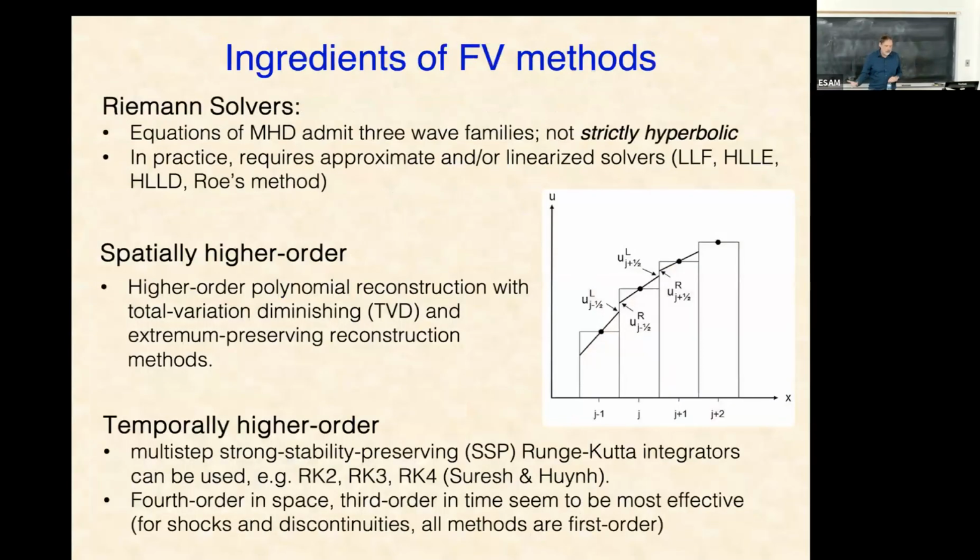You need a Riemann solver. For MHD, you have to take into account that there are 3 different wave families. You've got to be able to calculate the flux that is the solution along the x equals 0 line at each interface. There are various approximate and linearized solvers that people use, a bunch of different names, it doesn't matter, just various approximate methods that one can use for these Riemann problems. You don't want to use piecewise constant methods, first order methods. They're useful for testing, but not for applications.